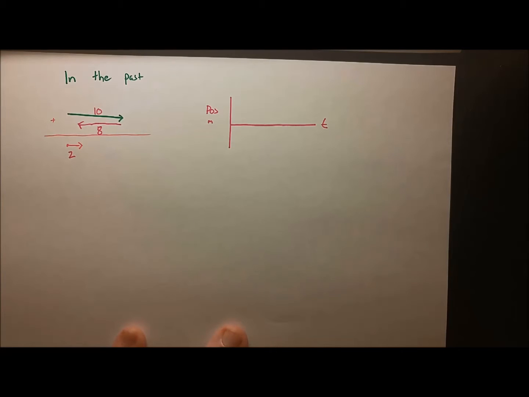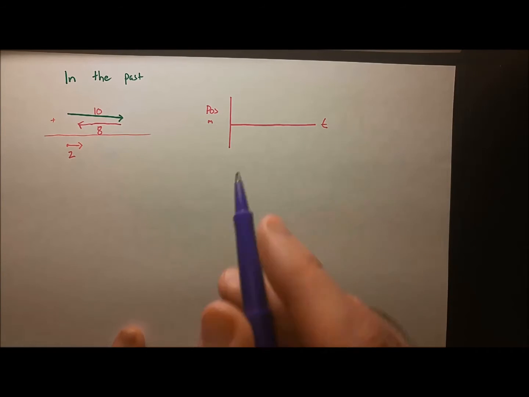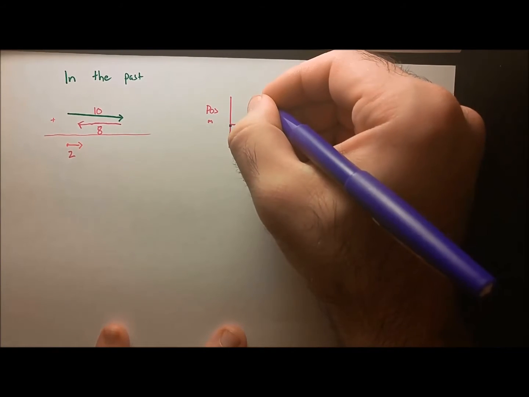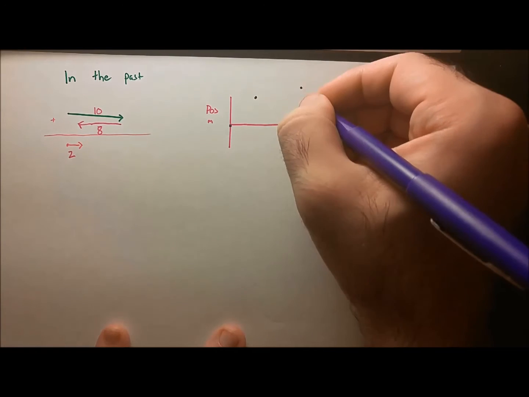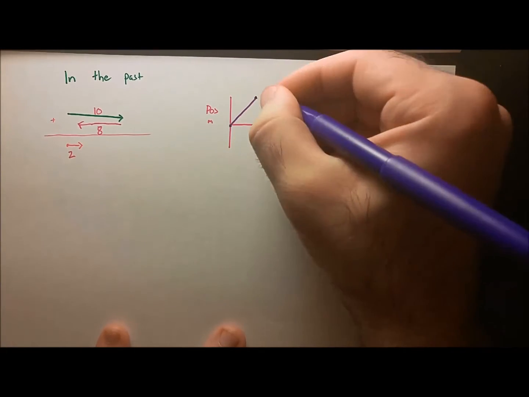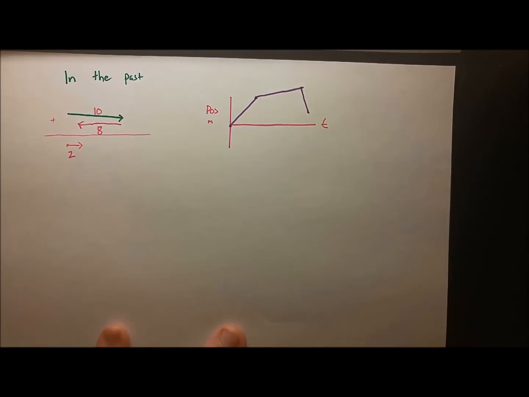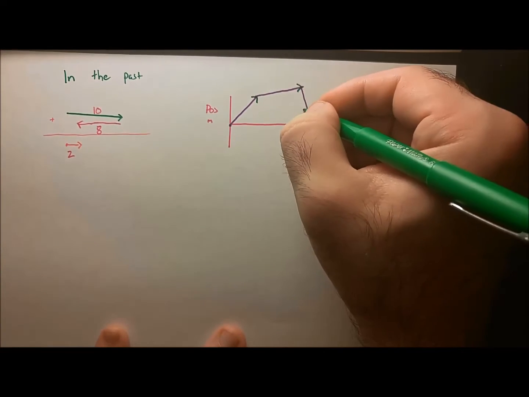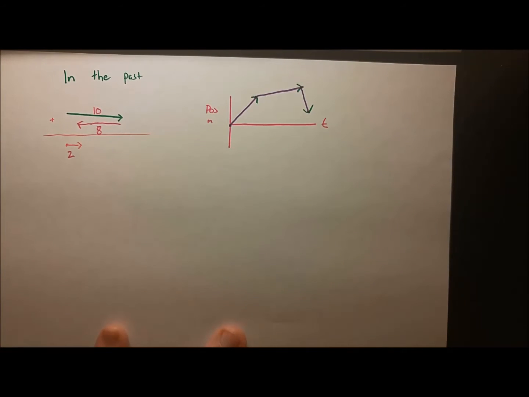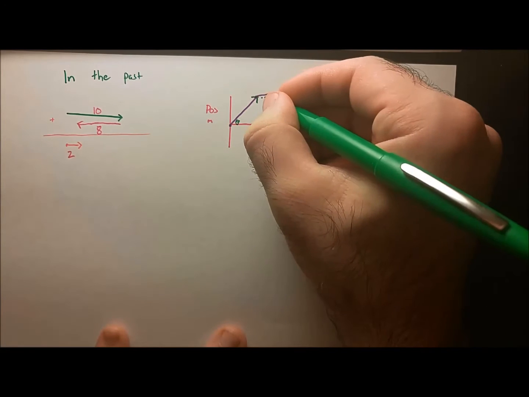We can represent this as a graph as well. You go 10 forward in some time. I kind of broke it up into two separate sections here. I don't know why. Then you go backwards a little bit. Your overall result is your starting and end points compared.